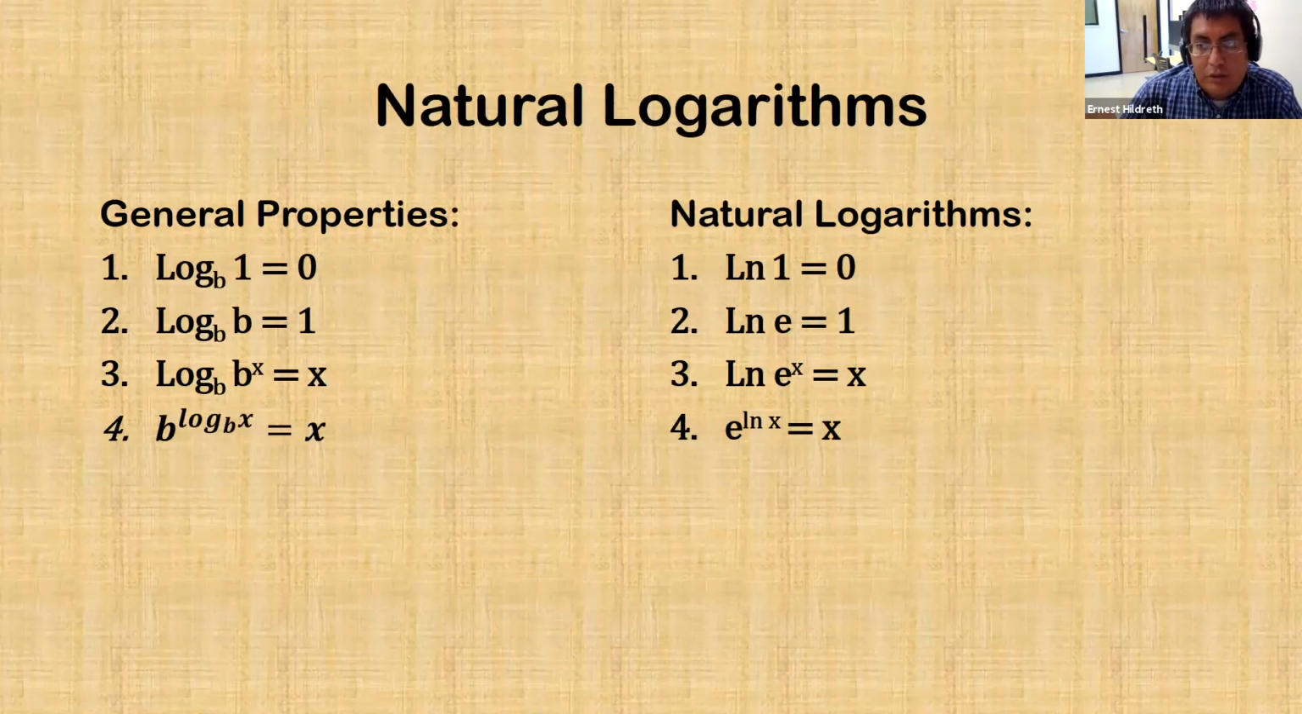And then we get into natural logs. Natural logs have the general properties, just with the natural log. So log base b of 1 is equal to 0, and log base b of b equals 1, and same thing with log base b of b to the power of x equals x, and b to the log base b of x is equal to x. And the natural log of 1 is equal to 0, and natural log of e is equal to 1, and natural log of e to the power of x is x, and the same for the other. So these are the basic logarithms.